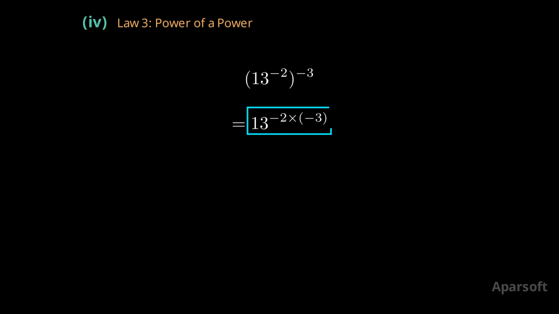Next up, a power raised to a power, with a twist. Part 4, Law 3 says multiply the exponents. So we need negative 2 times negative 3. We write 13 to the power negative 2 times negative 3.